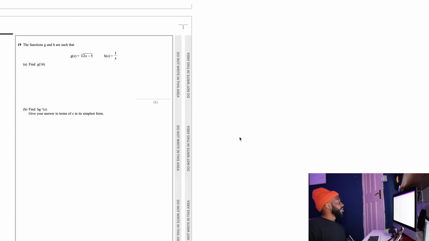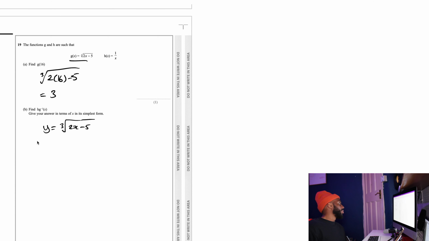Okay, functions. So the first part of this question is finding G16. So we're just going to sub that in to this function here. So 16 minus 5. We put it in our calculator and we should get 3. The next part is finding the inverse function of Gx. So to find the inverse function of G, we're going to make it equal to y at first. And then we're going to rearrange to find x, and that will be our inverse function.